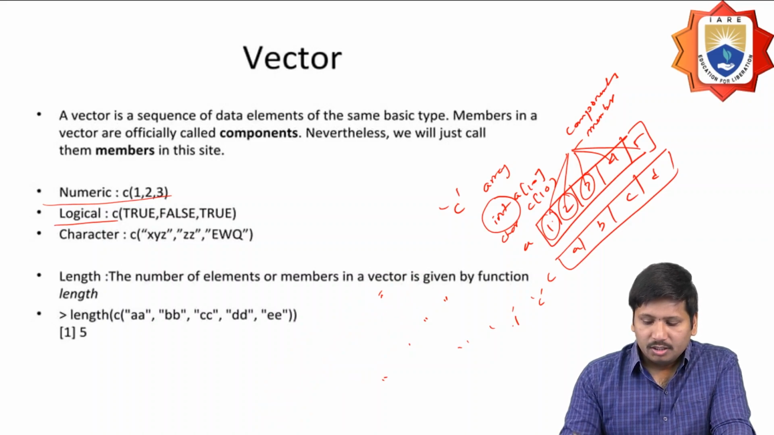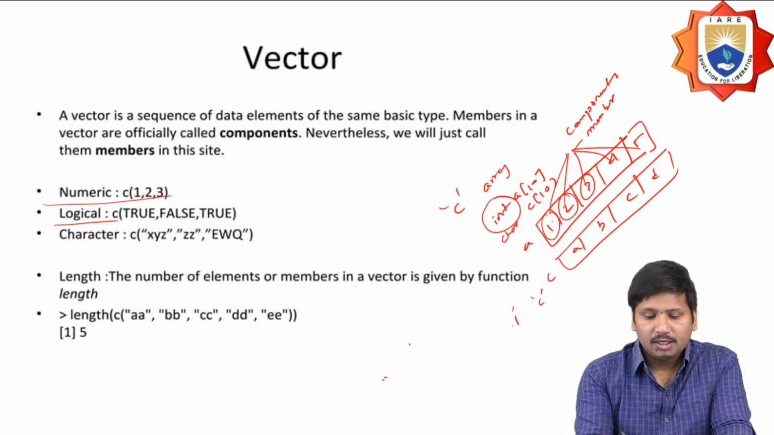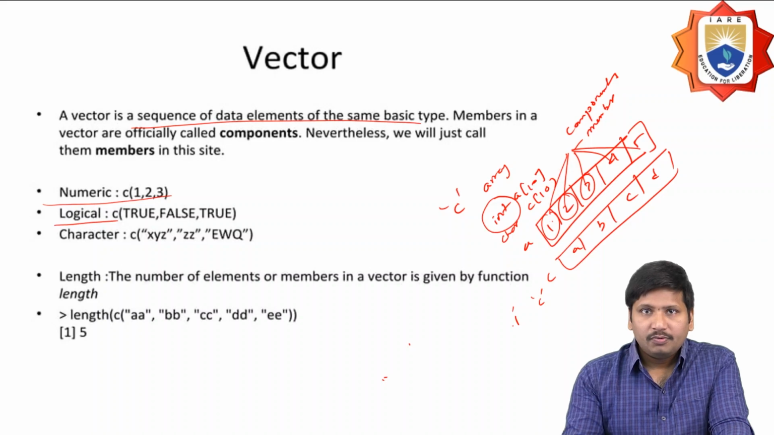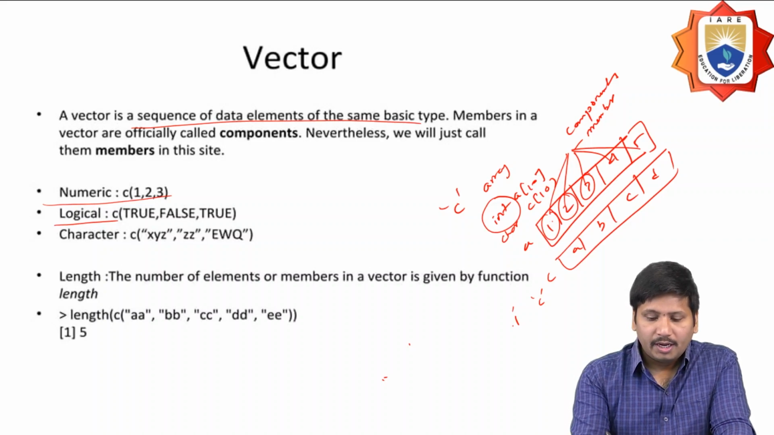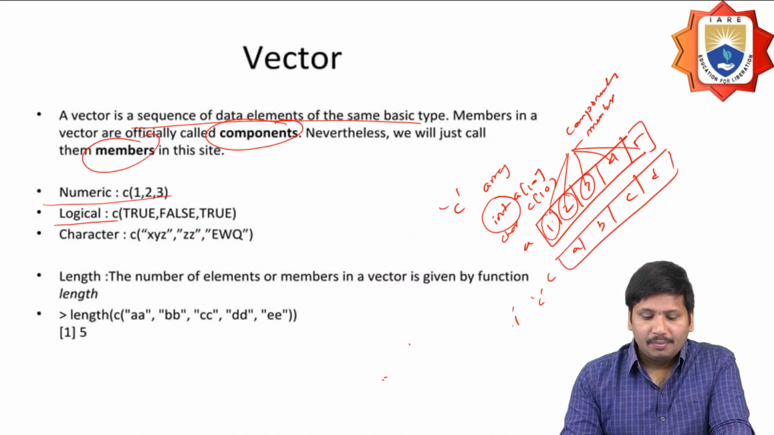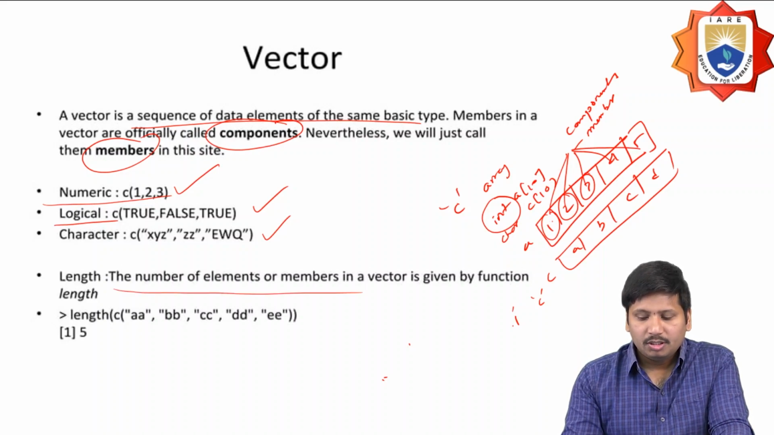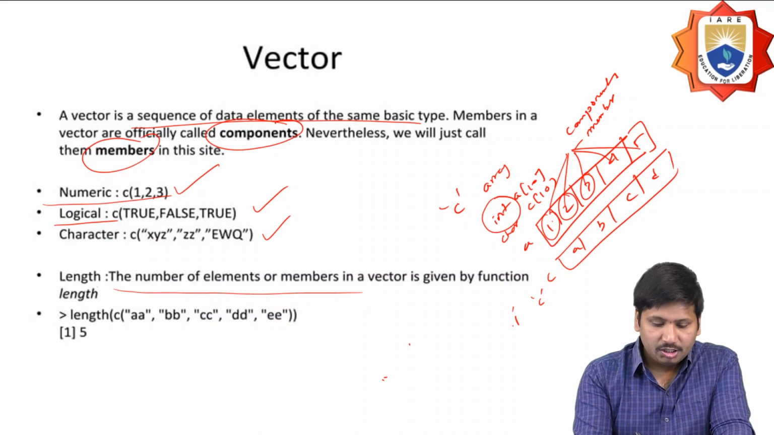Like this, I create a vector of data elements of the same type only, as I said. The members of this vector we call components, or I can call them members. The vector can be of three types: numeric vector, logical vector, and character vector. The number of elements or members in the vector is given by the function length.